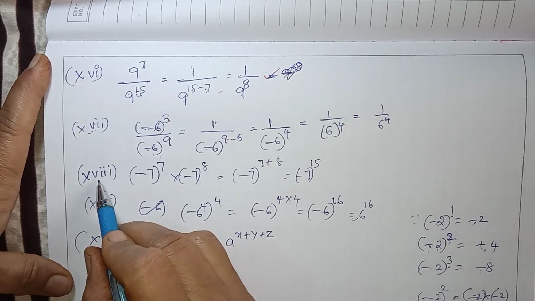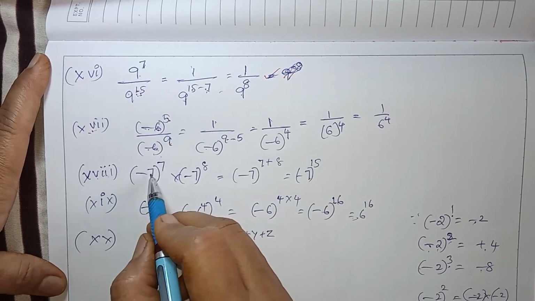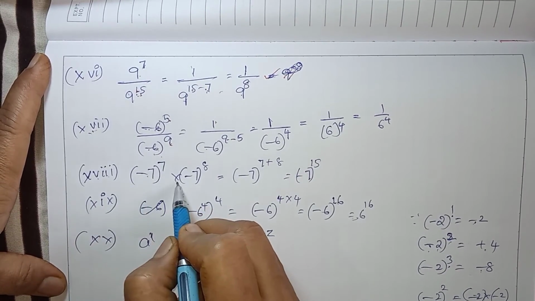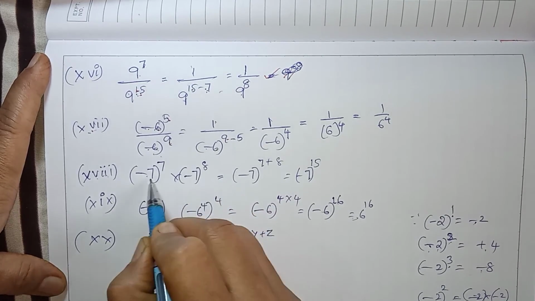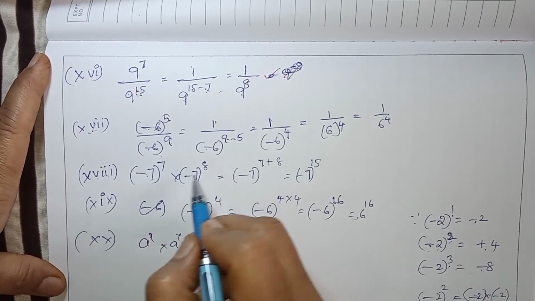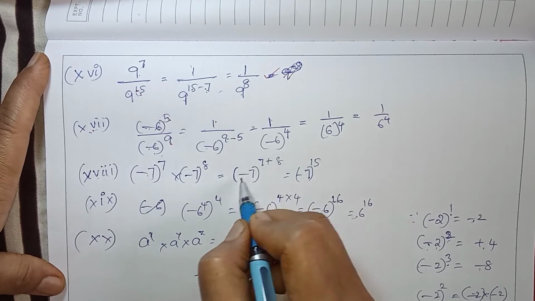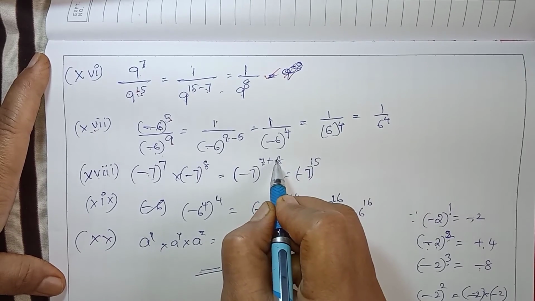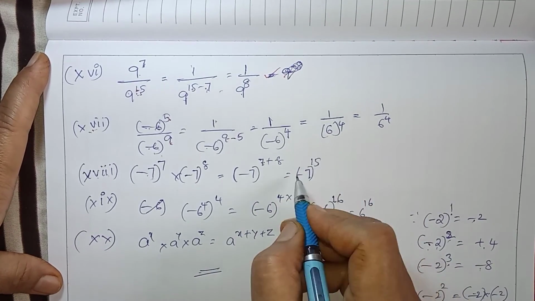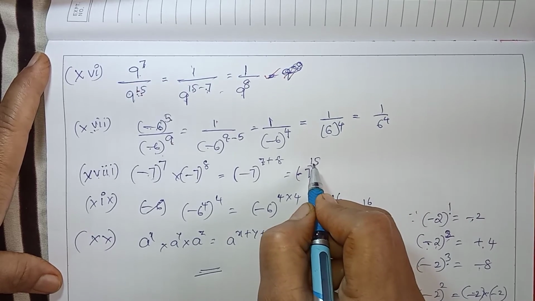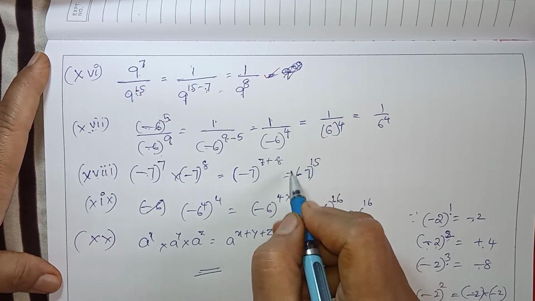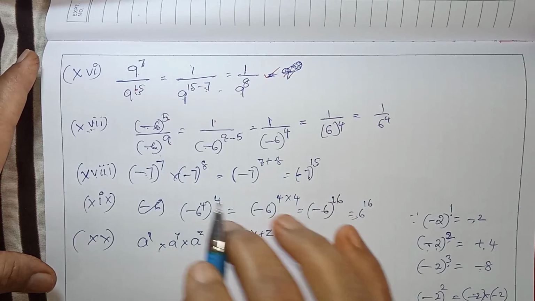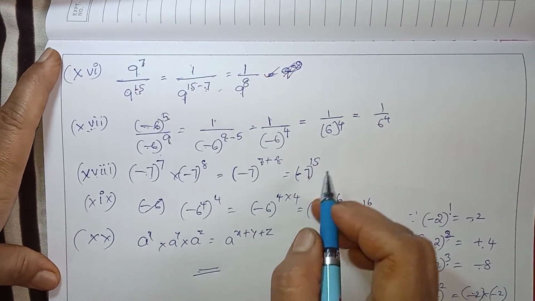Okay. Next, 18th question: minus 7 to the power 7 into minus 7 to the power 8. Here again the bases are equal. If bases are equal, add the powers. 7 plus 8 is how much? 15. And here the negative number's power is odd, then the answer would be negative only. The sign will not be changed.